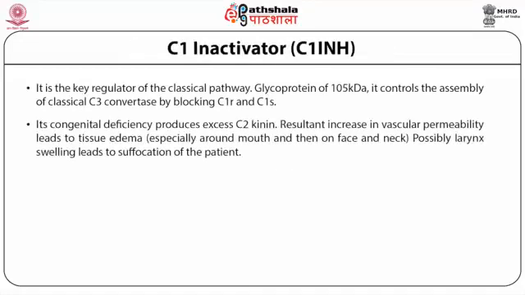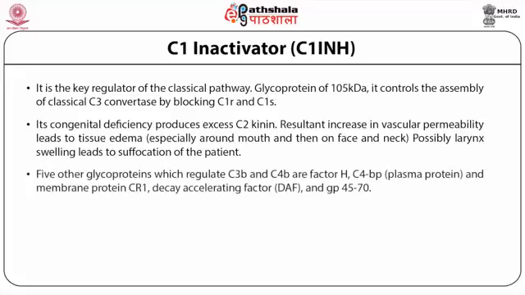C1 inactivator is the key regulator of the classical pathway. A glycoprotein of 105 kilodalton, it controls the assembly of classical C3 convertase by blocking C1r and C1s. Its congenital deficiency produces excess C2 kinin. Resultant increase in vascular permeability leads to tissue edema. Possibly larynx swelling leads to suffocation of the patient. This disease is known as hereditary angioedema.